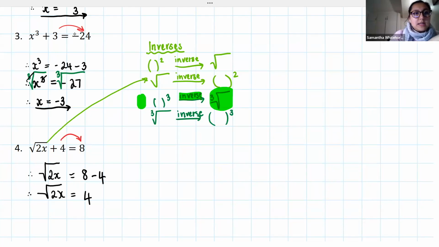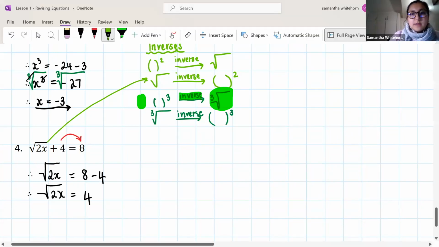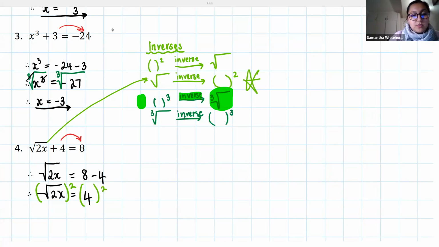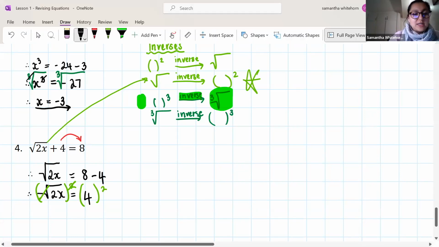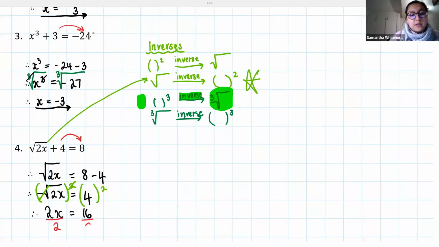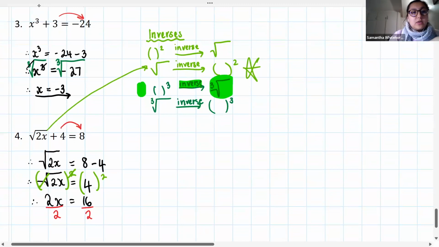Okay. Now, like I said earlier, the inverse of square rooting something is to square it. So what I want to do is square the left-hand side, which means I have to square the right-hand side. By squaring the left-hand side, I get rid of the square root. So now I've just got 2x there on the left, and 4 squared is equal to 16. Now again, I'm not looking for 2x, I'm looking for x. So I'm going to divide both sides by 2 in order to get x alone. And so I end up that x is equal to 8.